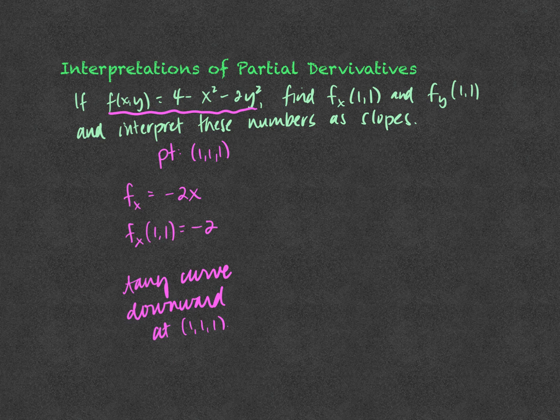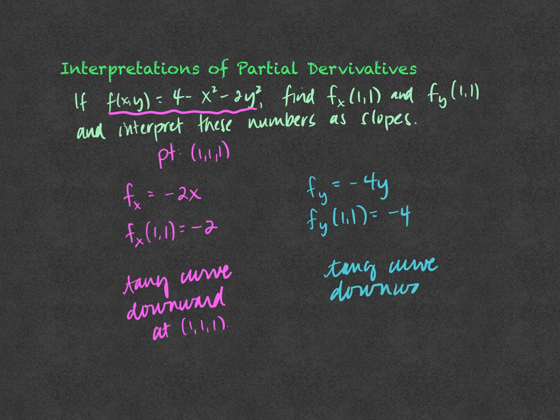Now let's talk about y. The partial derivative with respect to y, we're going to take the derivative of 4 to be 0, the derivative of negative x squared to be 0, and the derivative of negative 2y squared to be negative 4y. So when we evaluate it at the point 1, 1, we get negative 4. So again, this tangent curve of the paraboloid is sloping downward at the point 1, 1, 1. Now this one has a steeper slope because we understand slope from where we did algebra before.